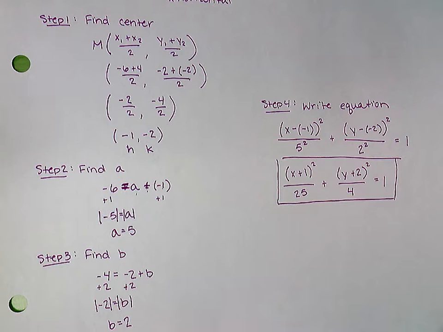Okay, so before you start these steps, you will need to decide whether it is horizontal or vertical. So you need to look at your vertices or your co-vertices to see if your x's stay the same or if your y's stay the same. Any questions on our first example?